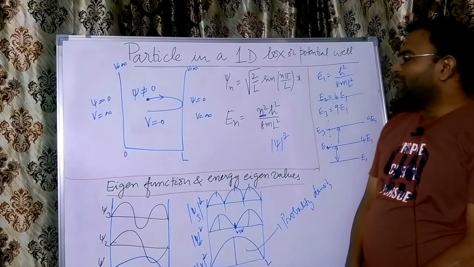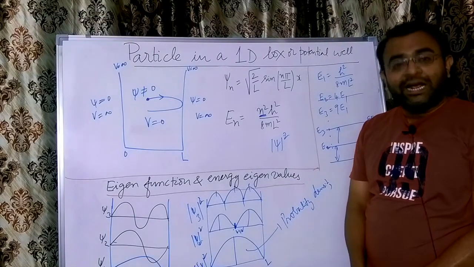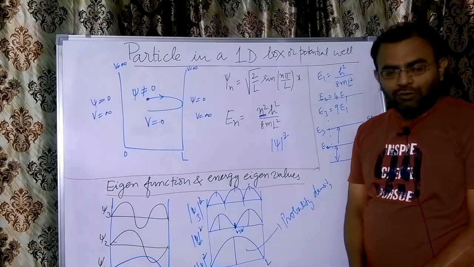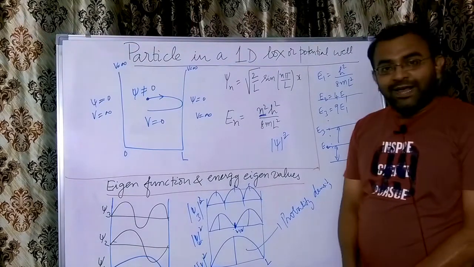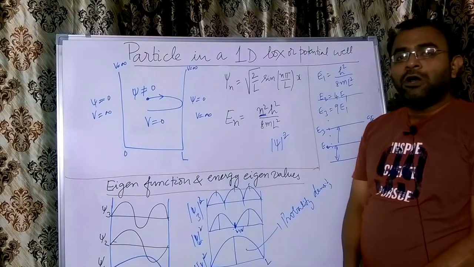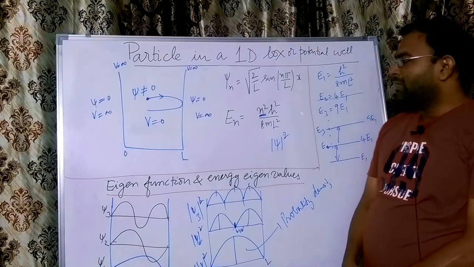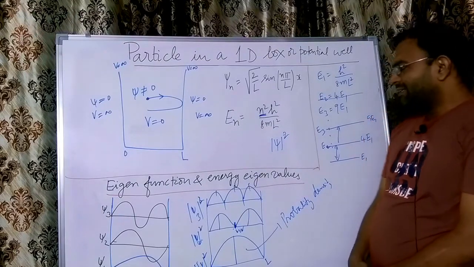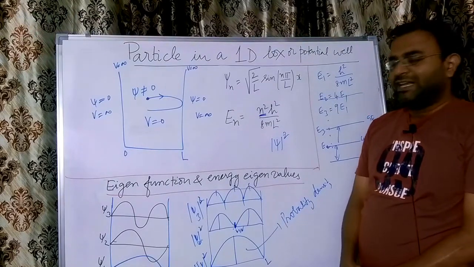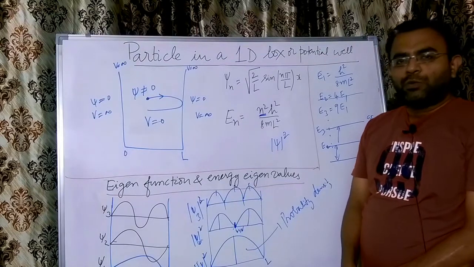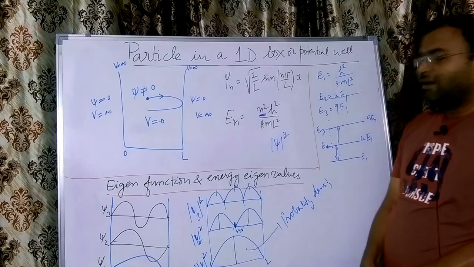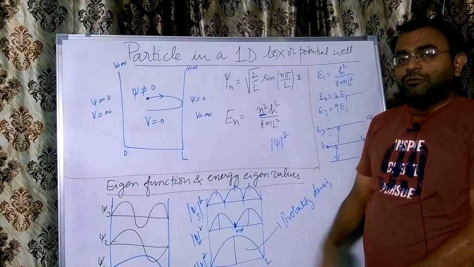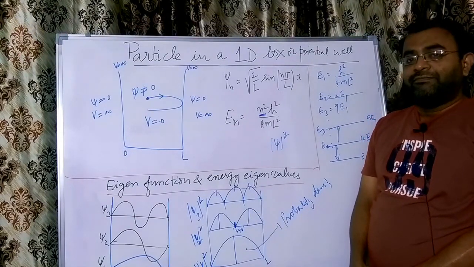So we have been able to derive the eigenfunction as well as the energy eigenvalues of the particle in a one-dimensional box. We see from this discussion that the energy of the particle in a one-dimensional box is quantized, and the energy eigenvalues are given by the expression n squared h squared over 8mL squared, and we have also plotted the probability density, and we have been able to physically interpret the same.